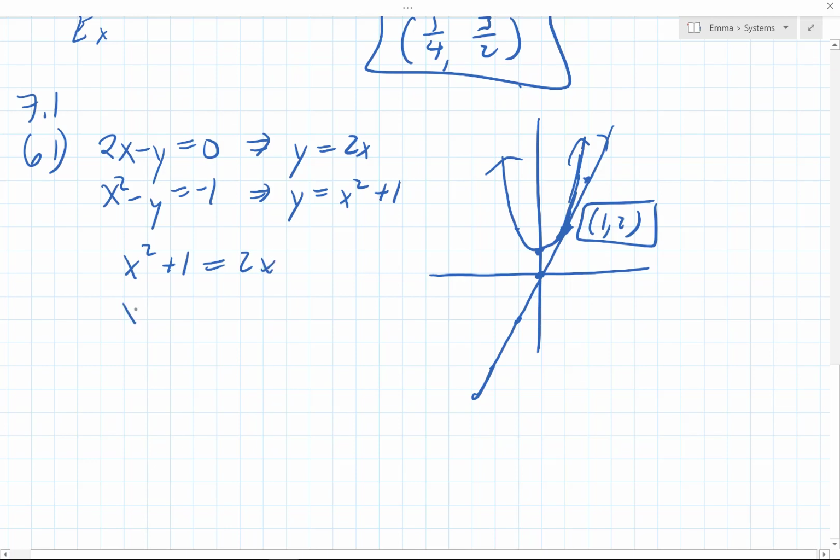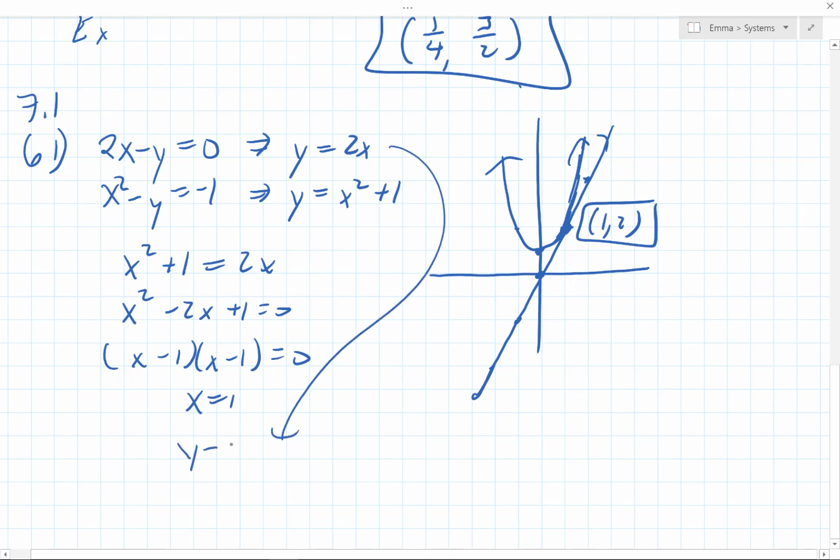You set it equal, and you solve this, and the thing does factor, and look, there's that double root that we expected, and when you plug it back in, the y is 2 times 1 is 2. So you just get that point (1, 2).